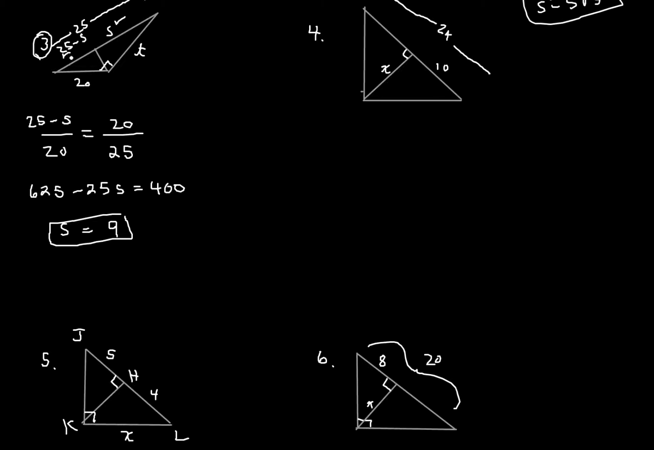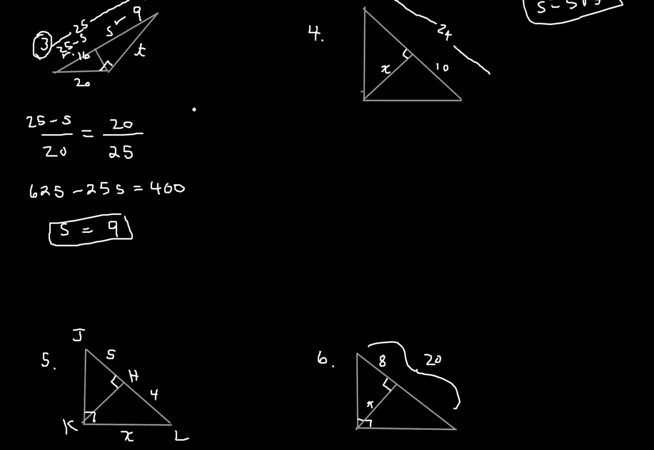I guess you could have made this one R and this one 25 minus R. That might have been an easier way to do it. All right, so if we know that S is 9, we know that the other side is going to be 25 minus 9, which would be 16.